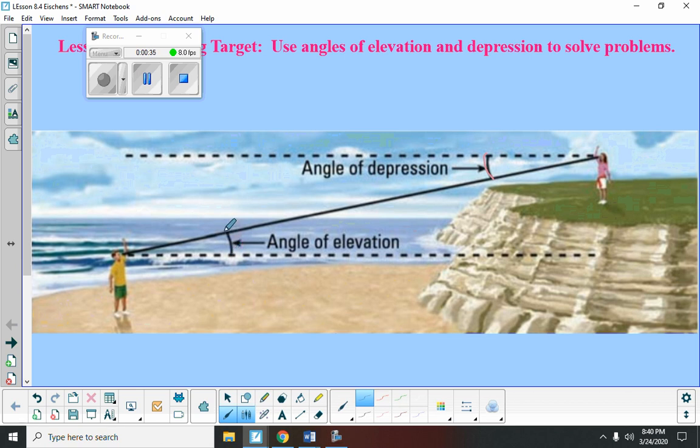elevation. Okay? And if you're the person standing up here and you're looking straight ahead, again, this is parallel with the ground or with the horizon. If you turn your eyes and look down, this is called the angle of depression. Now, one thing you need to understand with these, if you look at the dotted lines, these are parallel lines. And if you remember back from geometry days, when you have a transversal that crosses parallel lines, these angles here and here are called alternate interior, and they are congruent. So if this is 30 degrees, this would be 30 degrees. So angle of elevation and angle of depression.